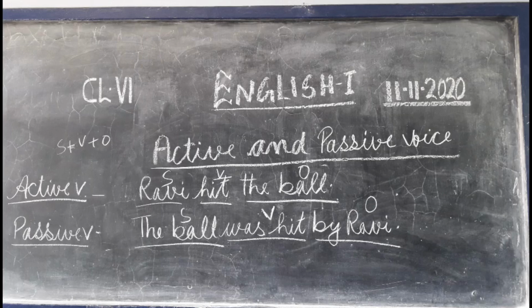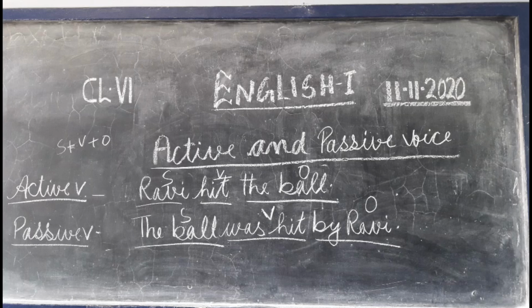Today we'll start the new chapter, active and passive voice. Page 113 and chapter number 20. Okay, here in the blackboard I have written the formula of active and passive voice. Subject plus verb plus object. Okay, in your left side of the blackboard you see.